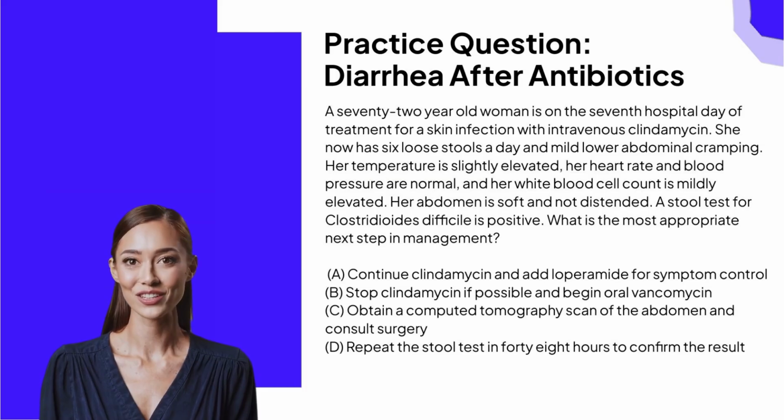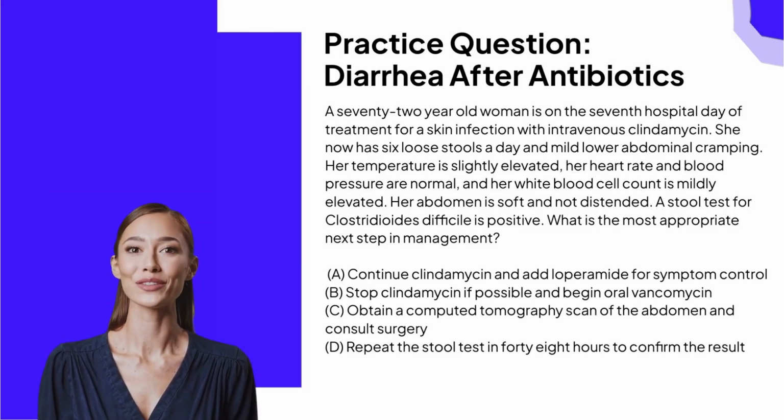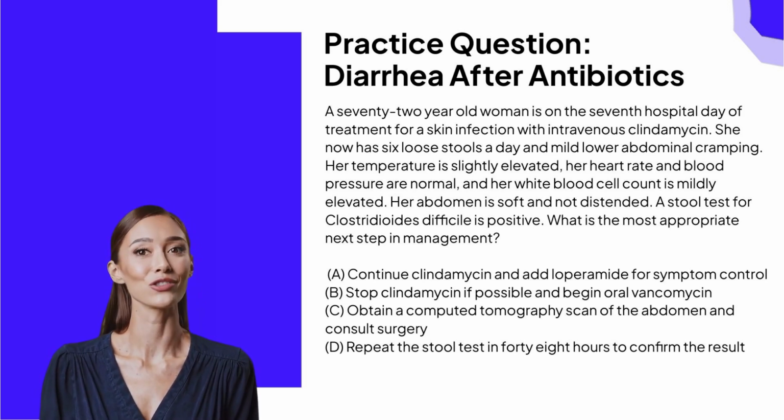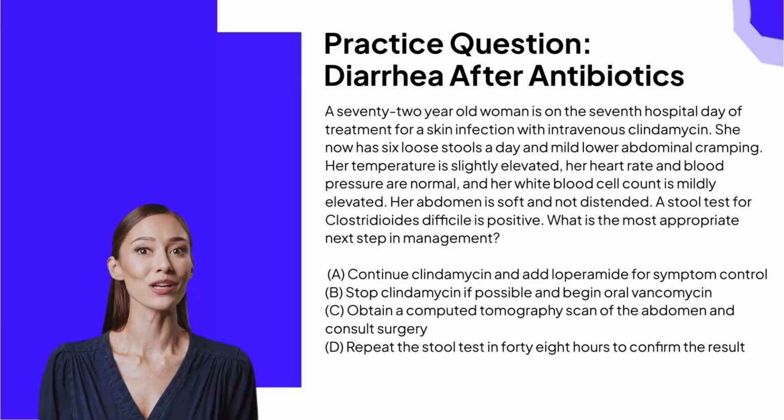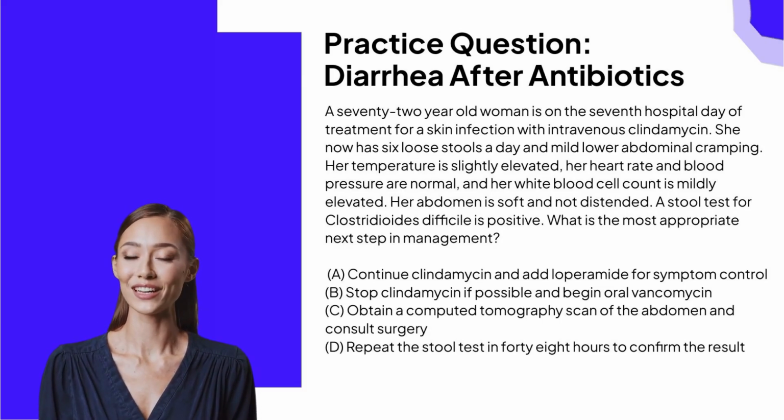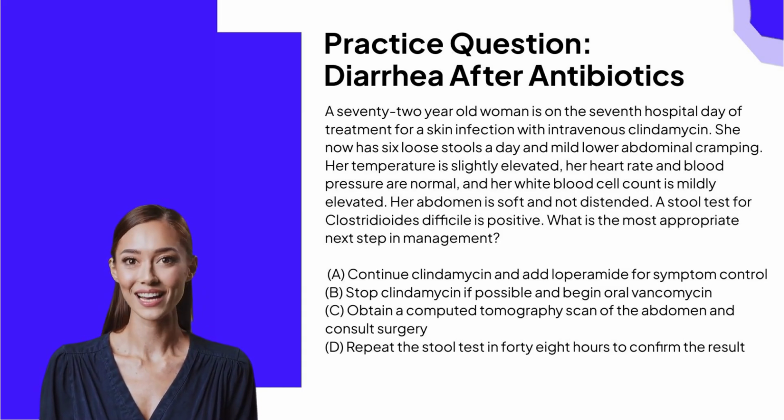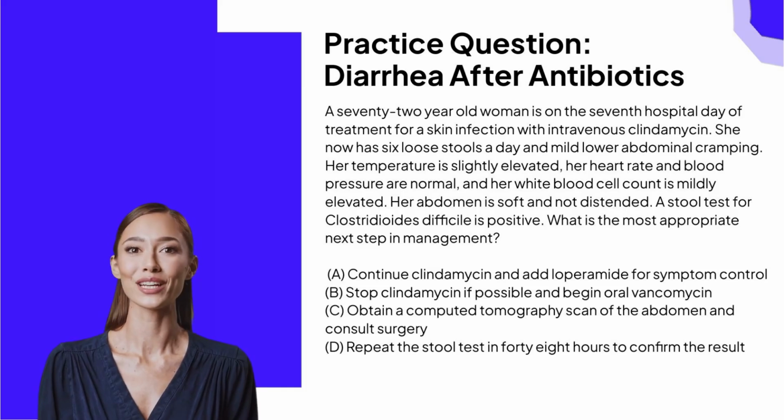Our second question. A 72-year-old woman is on the 7th hospital day of treatment for a skin infection with intravenous clindamycin. She now has 6 loose stools a day and mild lower abdominal cramping. Her temperature is slightly elevated, but her heart rate and blood pressure are normal. Her white blood cell count is only mildly elevated, and her abdomen is soft and not distended. Her stool test for Clostridioides difficile is positive.